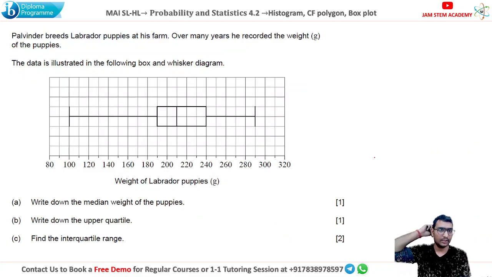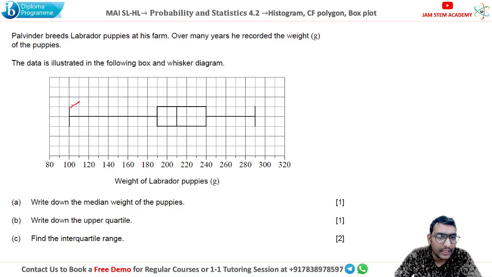Now, here's the question. Palvinder breeds Labrador puppies at his farm. Over many years, he recorded the weight in grams of the puppies. The data is illustrated in the following box and whiskers diagram. Write down the median weight. So, as you know, here lies the minimum, here lies the quartile 1, here lies the quartile 2 or the median value, here lies the quartile 3 and that one is the maximum value.